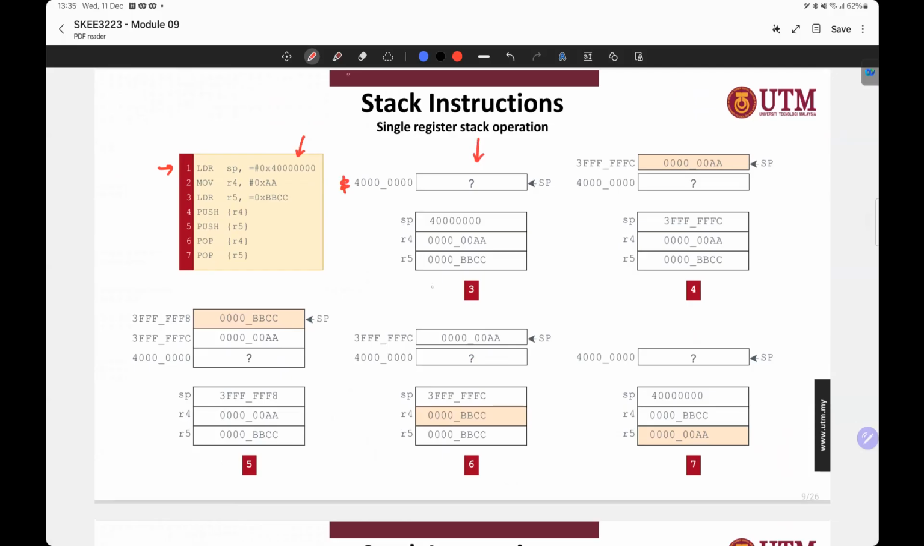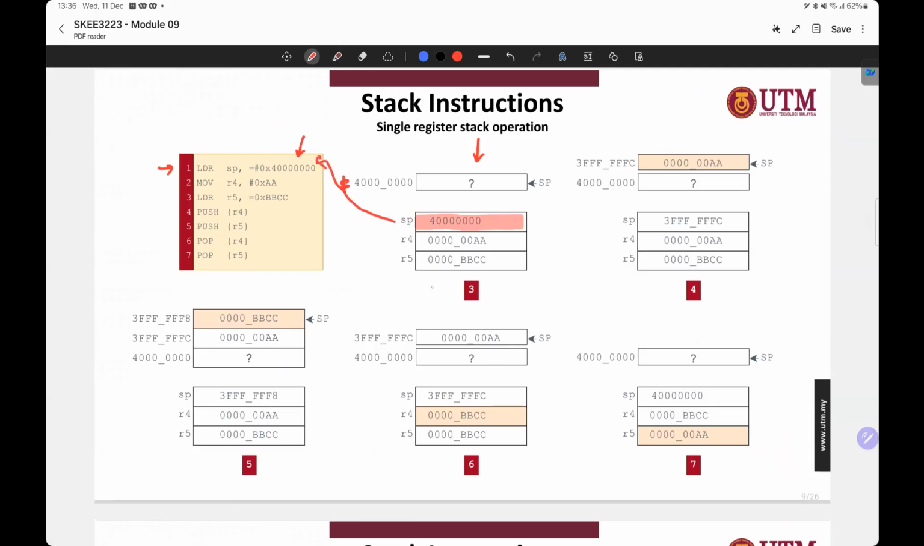And inside here, the stack pointer has this value. Remember, the stack pointer is inside of our register bank, not the general purpose registers. Here you can see the stack pointer has this address, this value 4000, due to the first instruction.